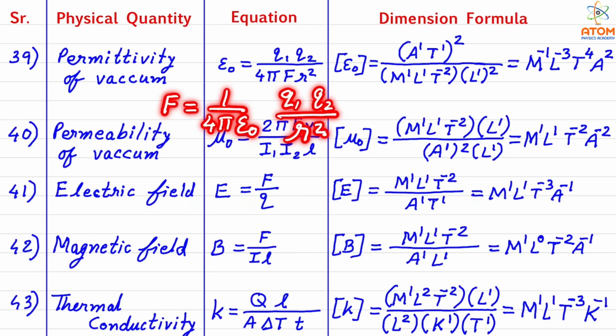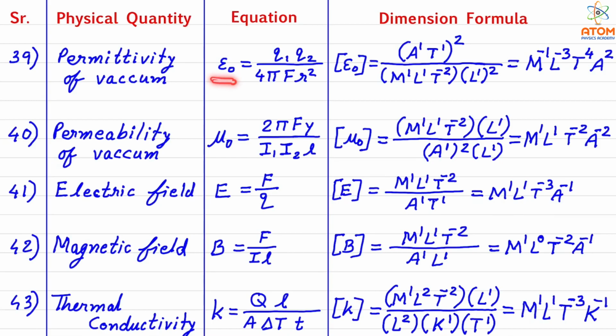So the equation of that force is given by F is equal to 1 upon 4 pi epsilon 0 Q1 Q2 upon R square, where epsilon 0 is the permittivity of vacuum. So from that, permittivity of vacuum, that is epsilon 0, can be taken as subject, and so we will get epsilon 0 is equal to Q1 Q2 upon 4 pi F R square. Now from this equation we can write the dimension formula.